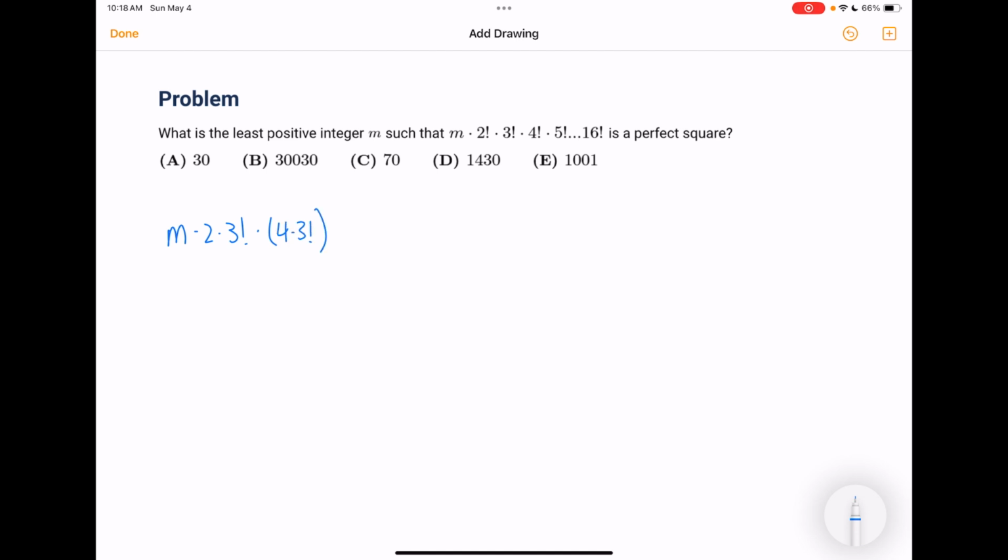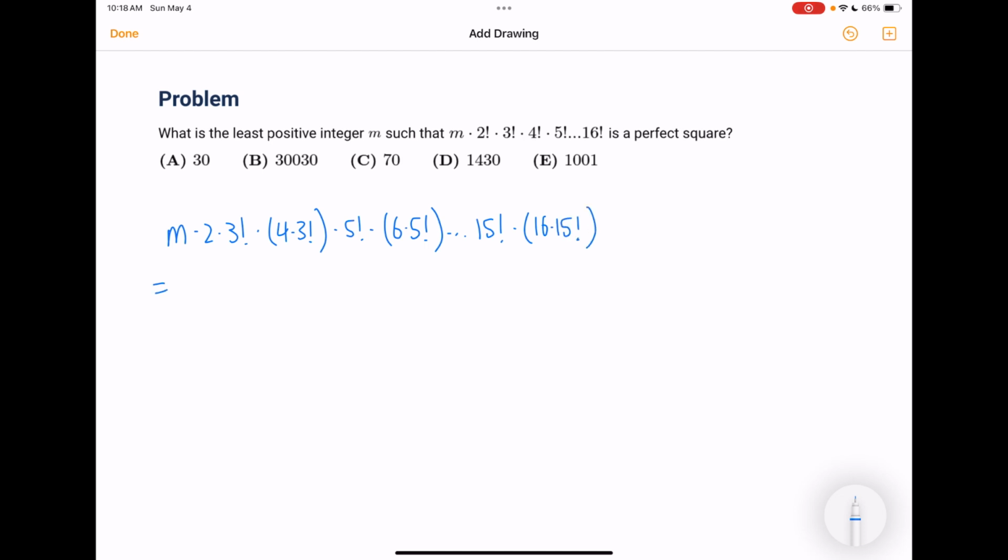Because remember, a factorial is each of the numbers multiplied all the way down to 1. So 4 factorial would be 4 times 3 times 2 times 1. So I took out the 4 and left it with 3 factorial. And I'm going to do the same thing with all the other ones. So it's still 5 factorial. But then when I do 6 factorial, I'm going to do 6 times 5 factorial. And then all the way up to 15 factorial times 16 times 15 factorial.